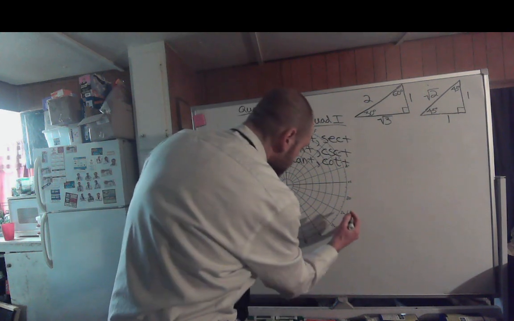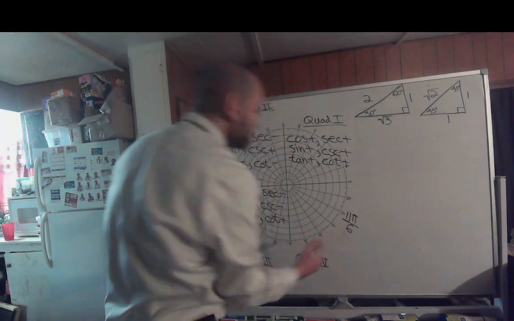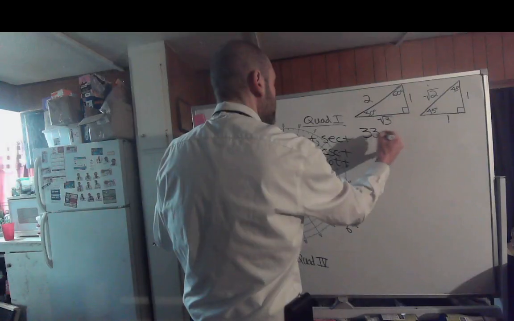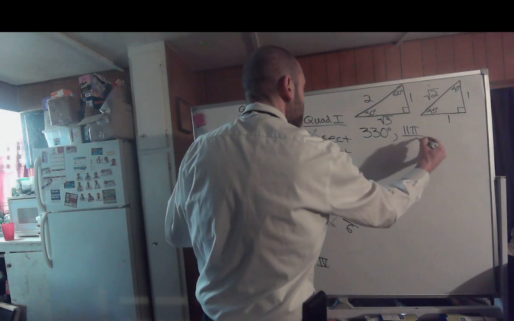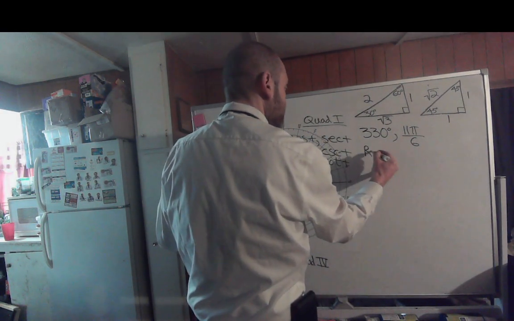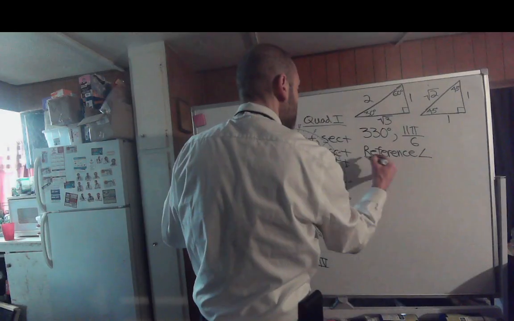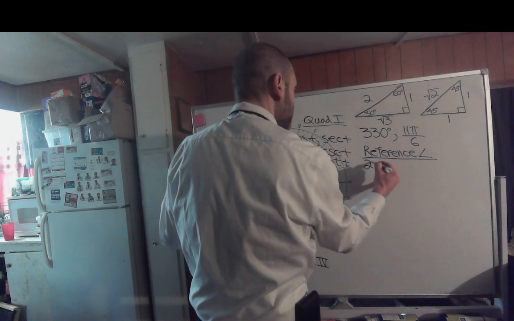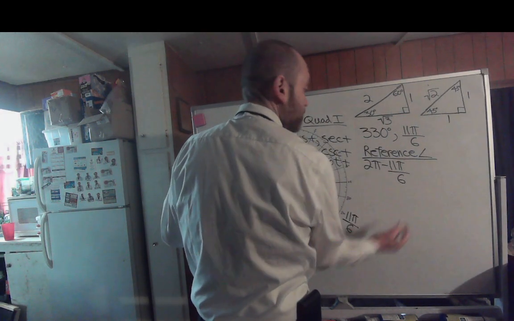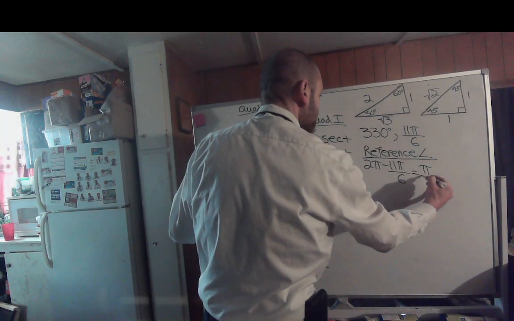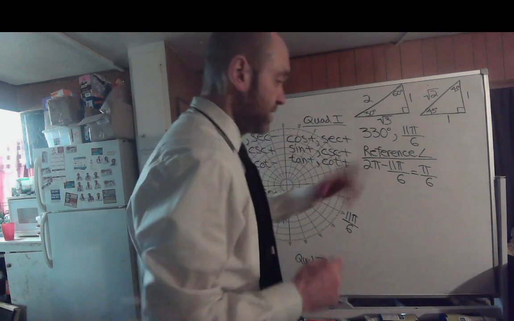This time, let's do 330 degrees, which is 11 pi over 6. So we'll deal with 330 degrees, which is the same as 11 pi over 6. So let's find the reference angle for that. Reference angle, you'll take 2 pi minus 11 pi over 6, which means your reference angle is pi over 6, or 30 degrees. So you'll treat this like pi over 6 or a 30-degree angle.